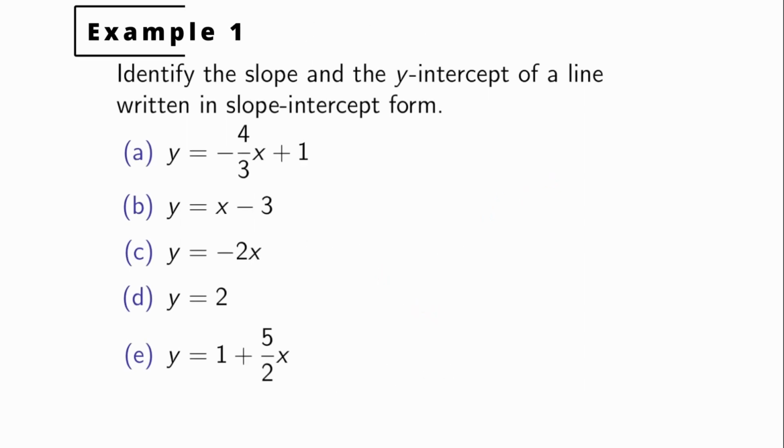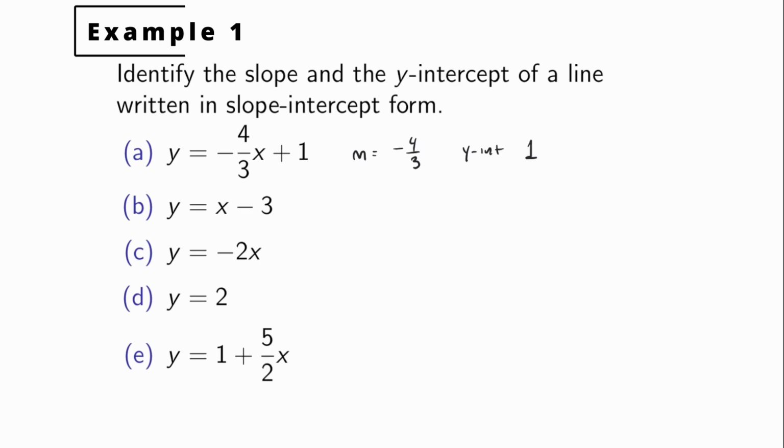We begin with an example. Identify the slope and the y-intercept of a line written in slope-intercept form. All of these equations are written as y equals mx plus b. So the coefficient of x is the slope, and the constant term is the y-intercept. Let's go through these really quickly. For the first one, the slope is the coefficient of x, that is negative 4/3. The y-intercept is the constant term. So in this case, the y-intercept is 1.